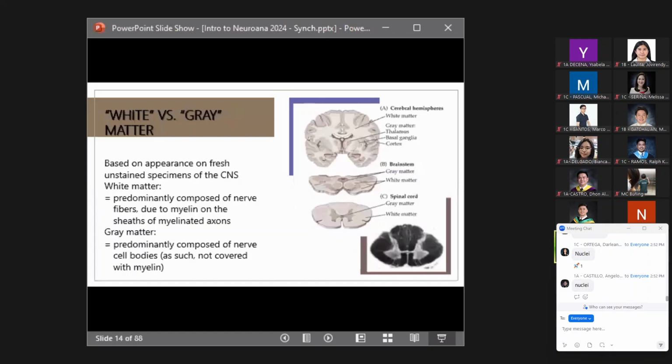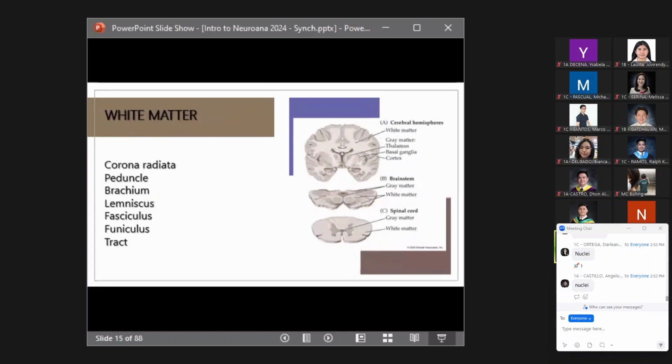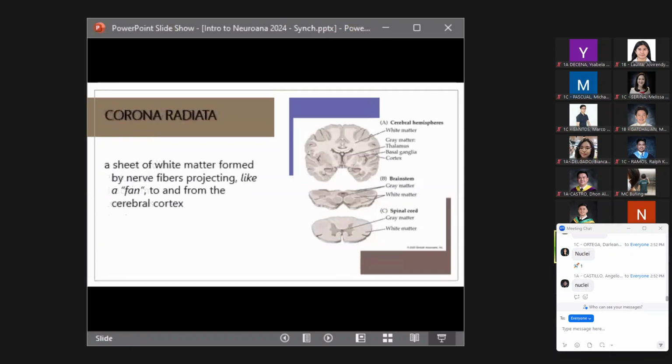So let's go to some terms on how white matter is organized. Let's just go quickly through these terms. First is corona radiata.